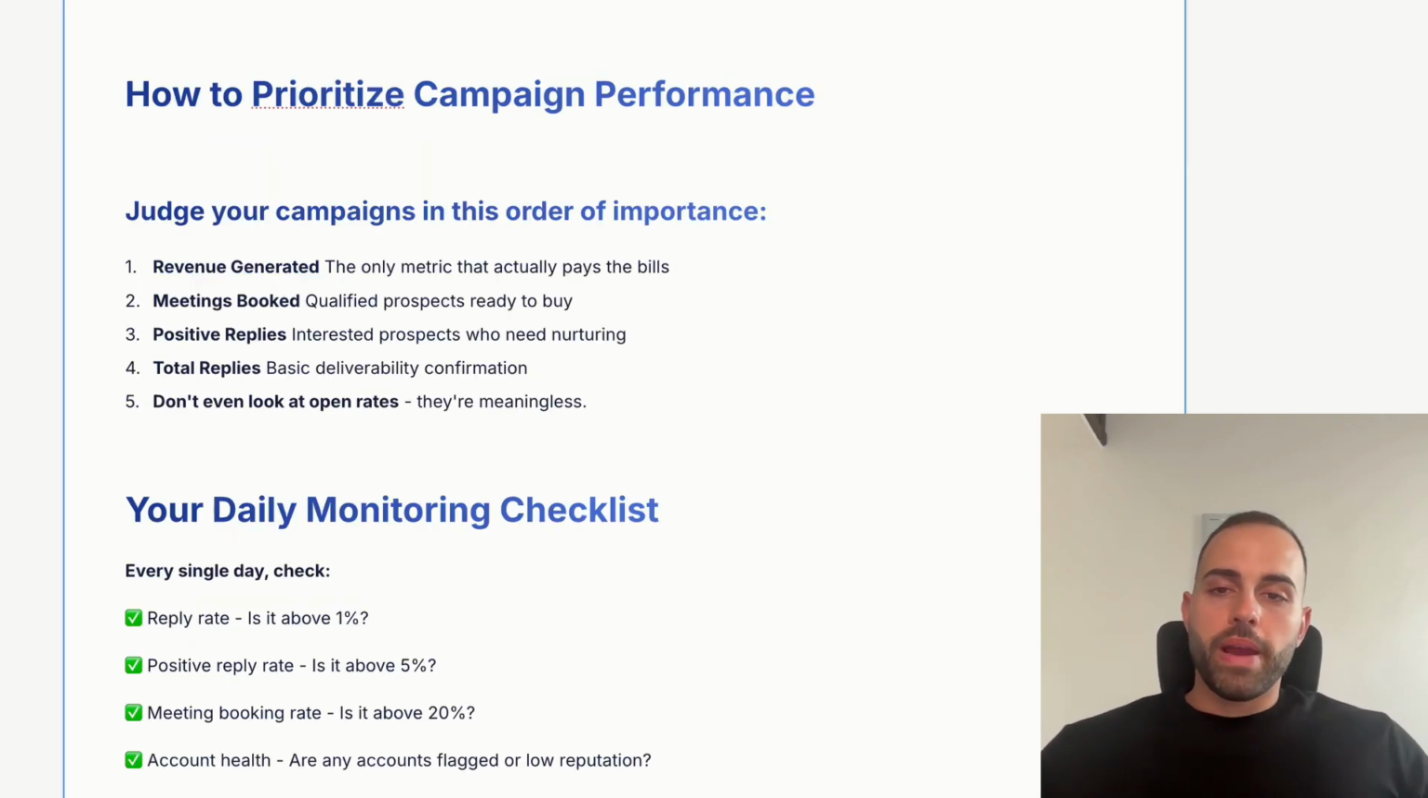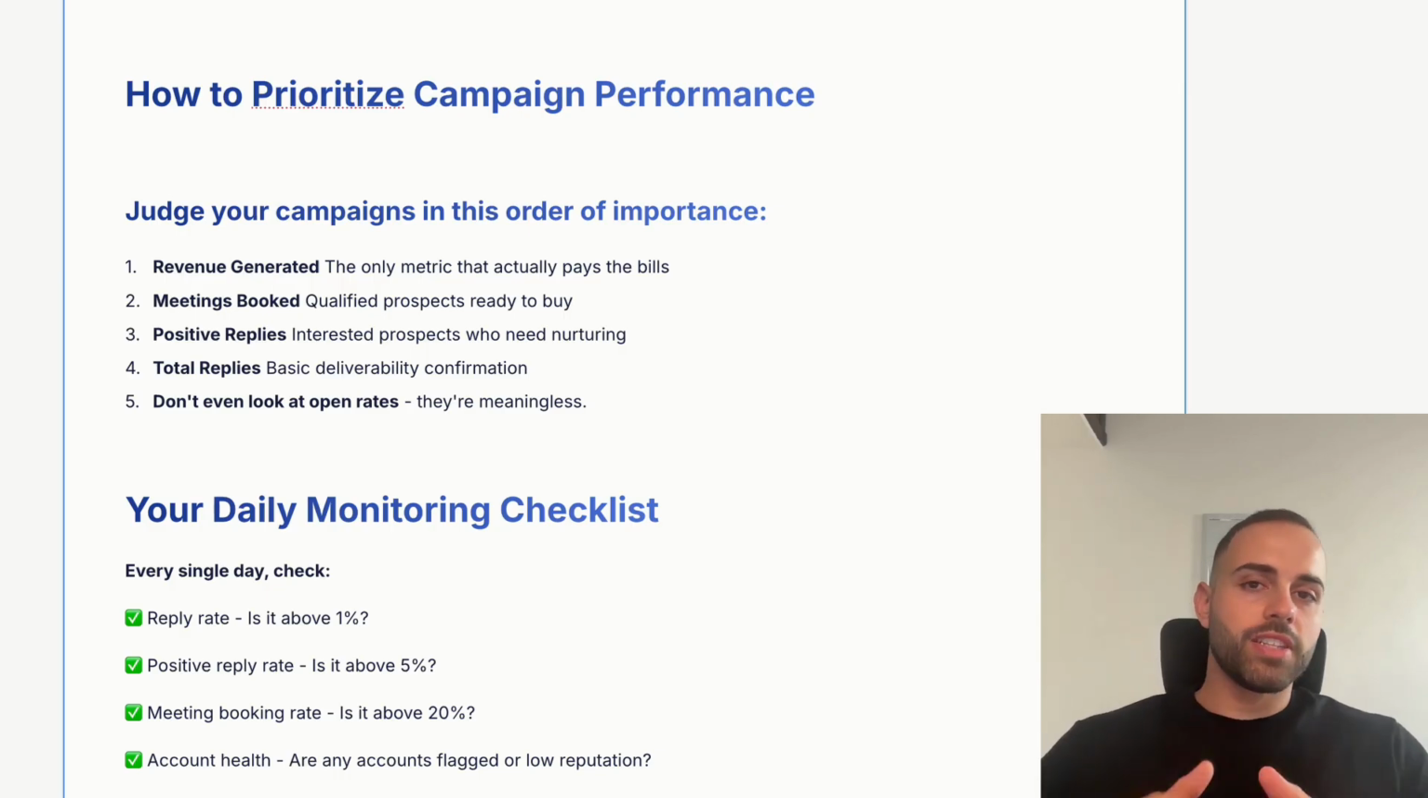So now that you know what all the metrics are, what you need to be tracking and what you shouldn't be tracking, how do you actually prioritize campaign performance? How do you actually judge whether a campaign is performing well or whether it's not? Let's go through the metrics in order of importance. The most important metric when you're running a cold email campaign is revenue generated. This is the only metric that is actually going to put money in your pocket. Hence, it's the most important metric.